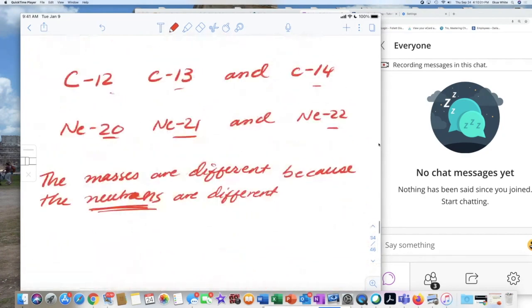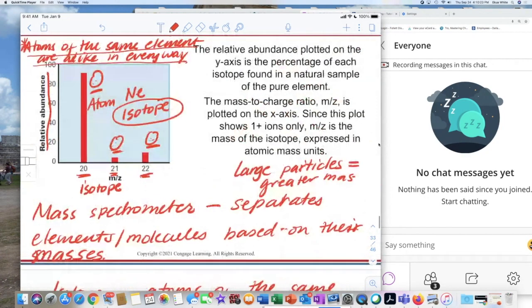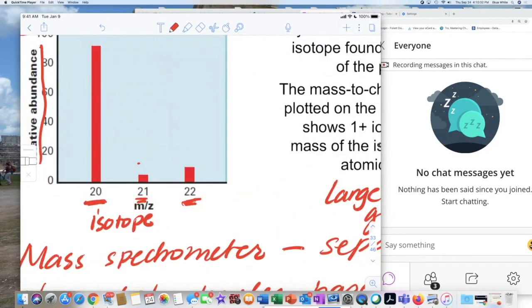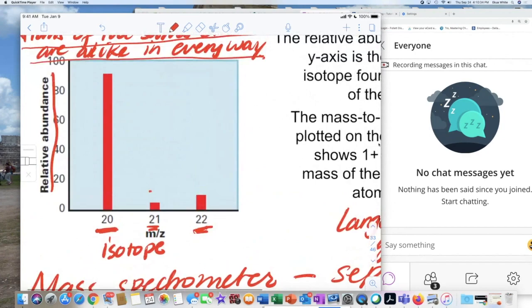So going back to this picture right here, if you're wondering how I knew it was neon, I just looked at the largest number. In neon, you can see right here, neon has three different isotopes. This largest one is neon 20. This one here is neon 21. This one here is neon 22. Okay, so there are obviously three neons. If you have your periodic table, go ahead and look at it.